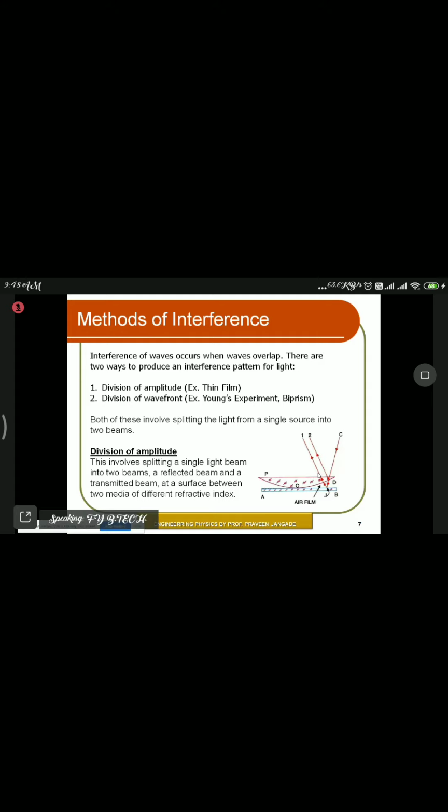In a similar manner, the second method that we have studied is the division of amplitude. To study this division of amplitude, we have used a thin film. Basically, this division of amplitude happens only in a thin film. So what is a thin film? We have discussed that here, so I will just repeat the definition of the thin film.